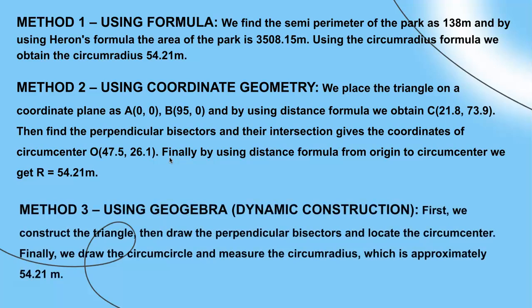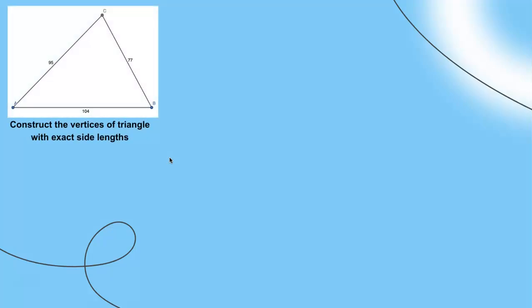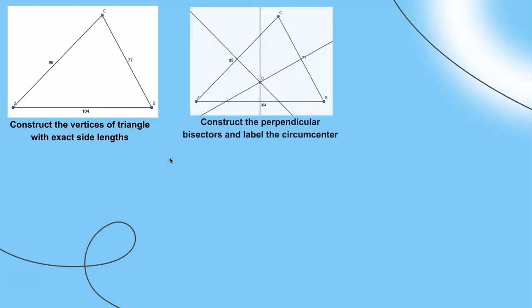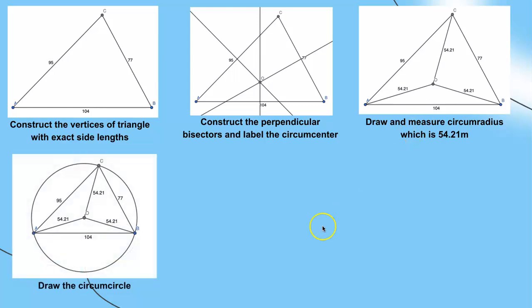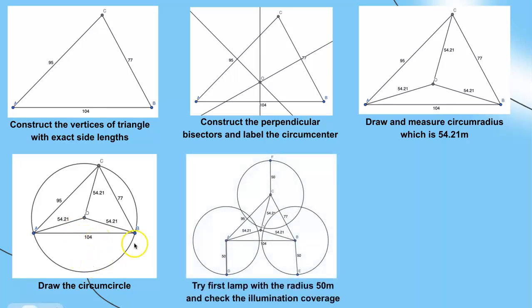The last one is using GeoGebra. We construct the triangle by the side lengths. As we see here, first we construct the triangle with the vertices and exact side lengths, and then we construct the perpendicular bisectors and label them. O is our circumcenter, and then we measure from the circumcenter to the vertex. GeoGebra automatically calculates 54.25, and we draw the circumcircle. Then we try to use those lamps, like the 50 meter radius.